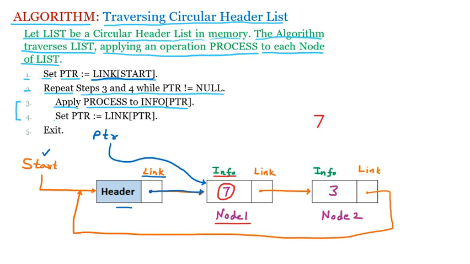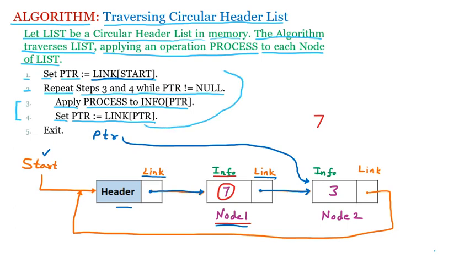Now step 4: set PTR equal to LINK[PTR], meaning we are moving to the next node. PTR is pointing to node 1, and the link part goes to node 2. So PTR's new location is node 2. Now PTR is on node 2 and the previous location is removed. Afterward we go back and check the condition: is PTR not null? Yes, PTR is not pointing to null, so it comes down to step 3.